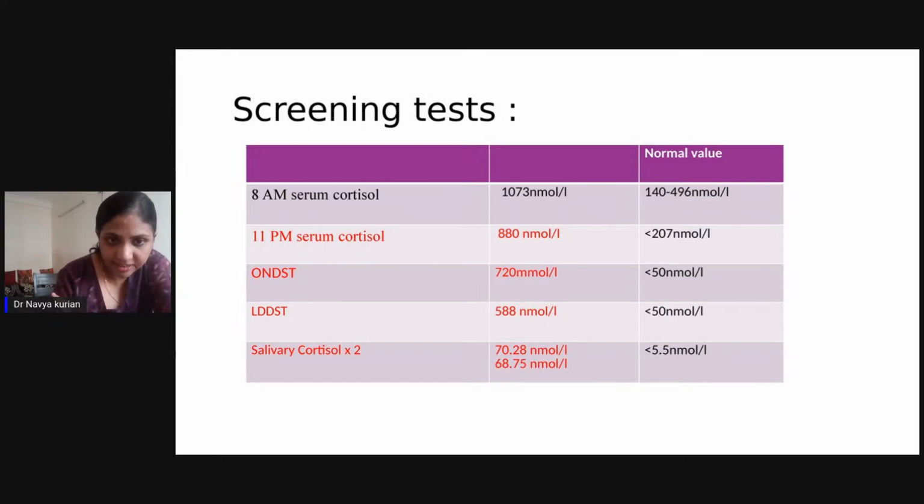It will suppress ACTH, which will in turn suppress cortisol in normal people. But in Cushing's patients, this suppression will not be there. So that is the utility of the suppression test in the scenario of Cushing's.